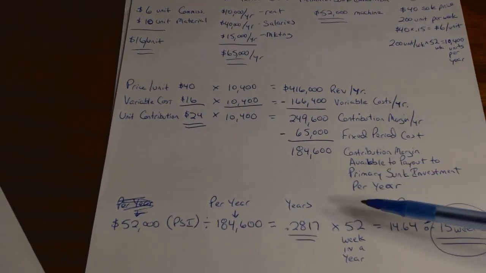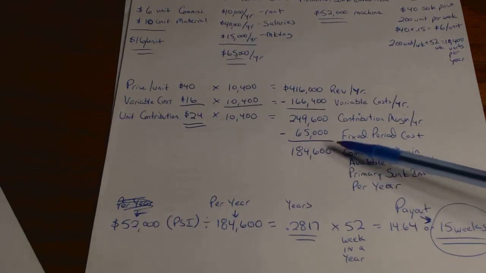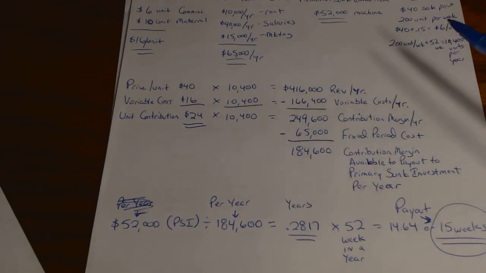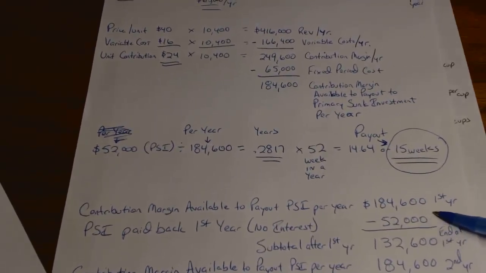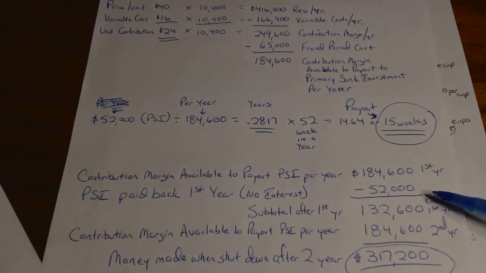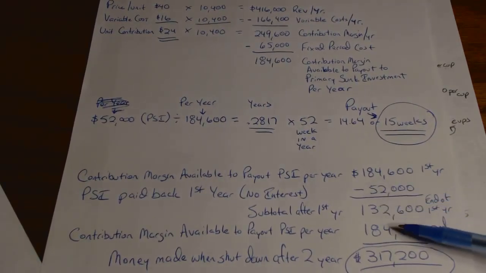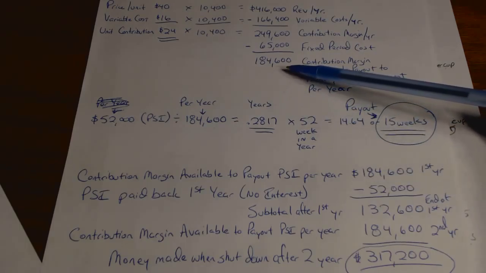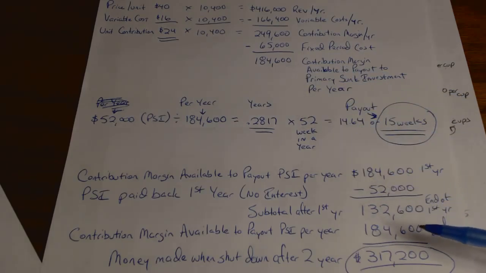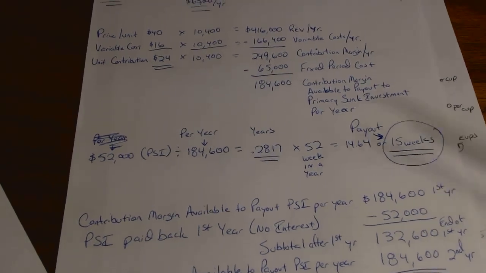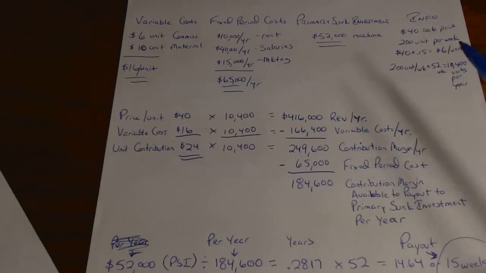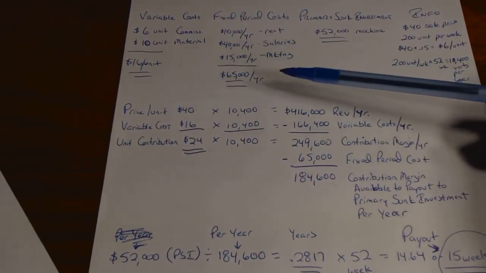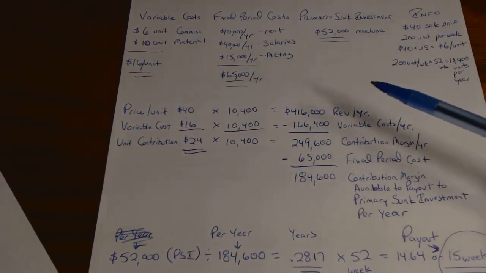And then you figure out your contribution margin annually and then subtract from that your primary sunk investment if you're paying it back down here the first year, and then add to it the second year's contribution, which is basically your profit, and that's how much you walk away with after 2 years. So I would organize everything this way. Remember to bring your calculator, okay?